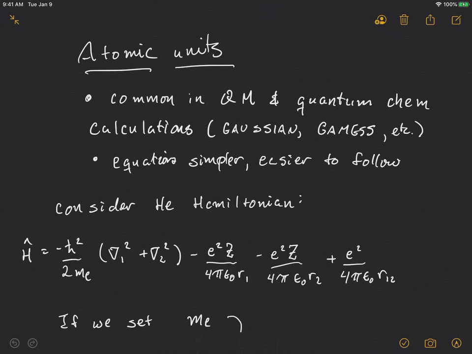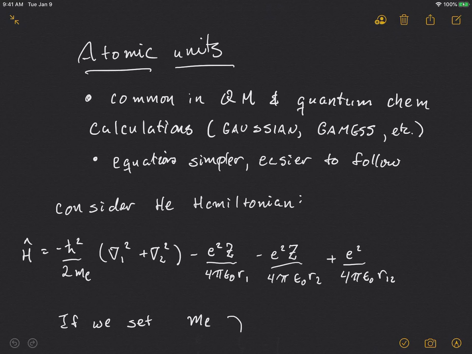Often there's some capability to convert those units to more familiar joules and kilojoules per mole and things like that. However, the native units of these packages are these atomic units.